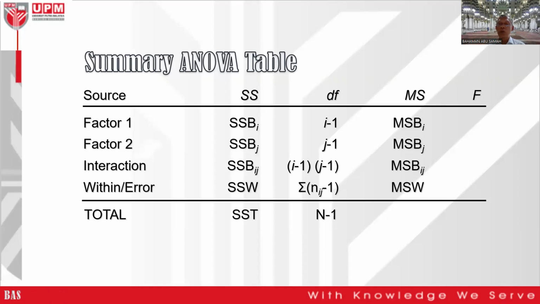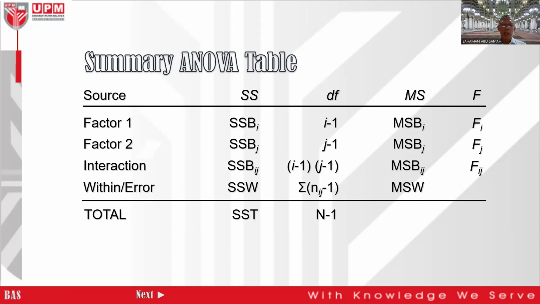In order to get the 3 F ratios, the first F ratio will be for factor 1, which will be mean square between I divided by mean square within. That will give you F for factor 1. F for factor 2, Fj, will be mean square between for J divided by mean square within. And then Fij will be mean square between for IJ divided by mean square within. These will be the 3 F ratios that we need to calculate before we can proceed with the critical value, and after that, making our decision.